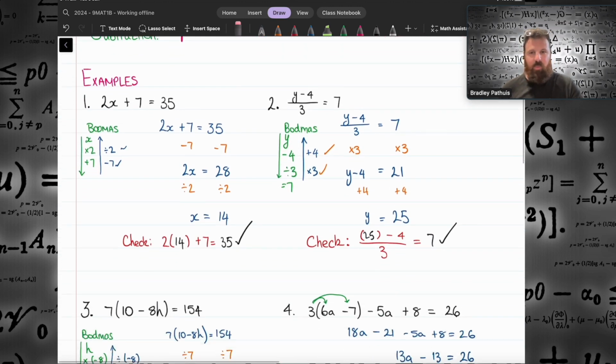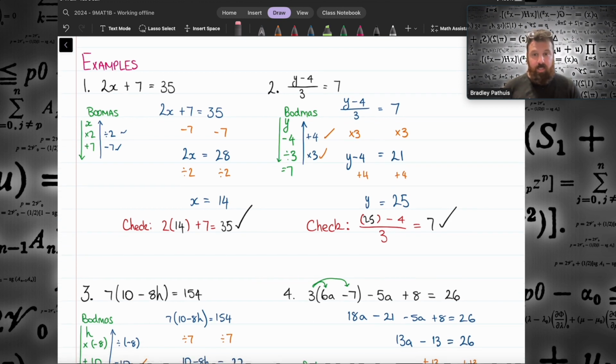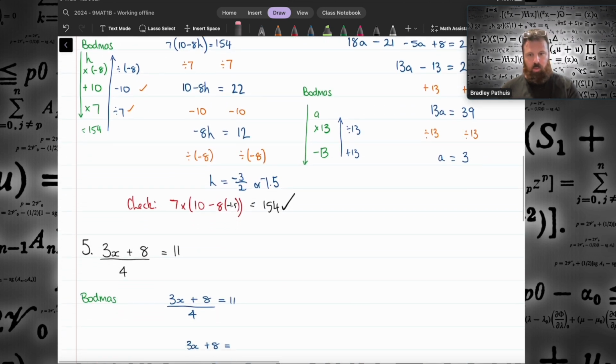In class, we went through these 4 examples where we read the question forwards. We wrote down in green, that's the BODMAS part, what each step was going forwards. And then in blue, we wrote what would be the reverse steps, the opposite steps to that. And then we did each one of those one at a time underneath the equation till we arrived at our final answer. And then we checked if it's correct. So let's do an example like that here.